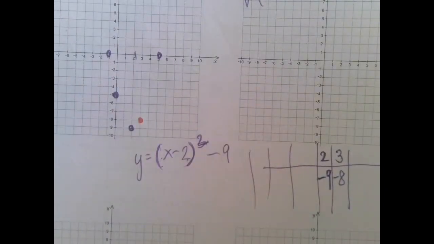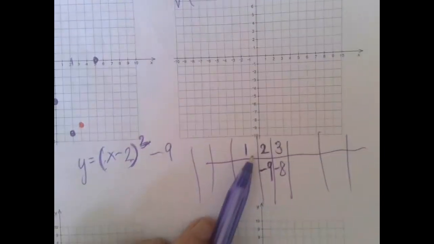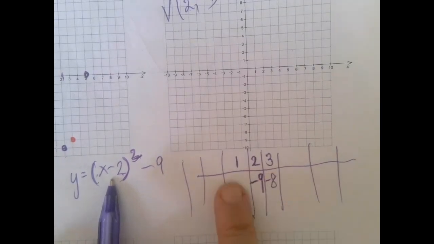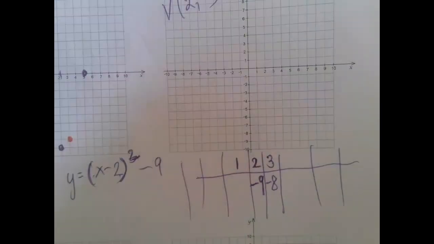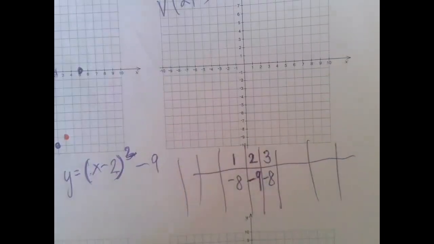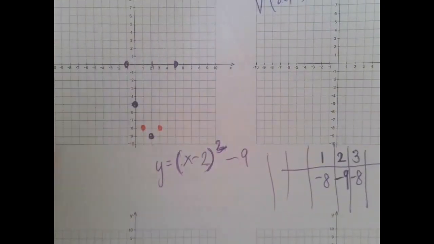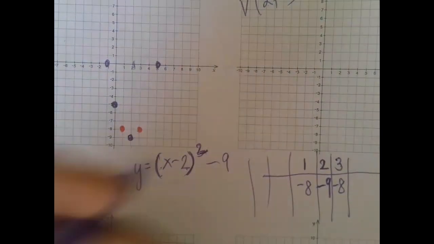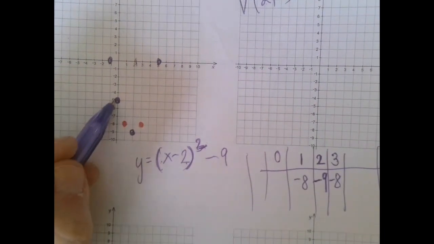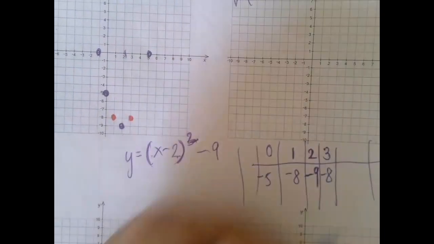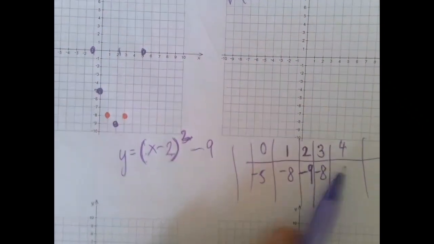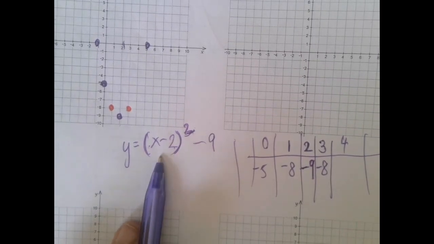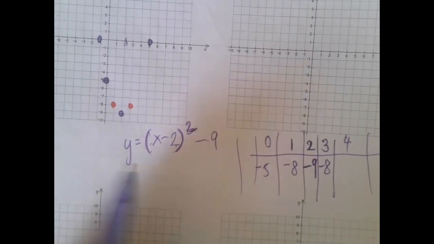Now, what happens if we put 1 into this formula? 1 minus 2 is negative 1. We had 3 minus 2, that was plus 1. 1 minus 2 is negative 1. We square it, plus 1, minus 9 is negative 8. So we get the same value on the left of the vertex as on the right of the vertex. Let's see again. If we go 1 to the left, that's 0, and for 0 we already know the answer is negative 5. What if we go 1 unit the other way around? 4. Well, 4 minus 2 is 2, and 2 squared is 4, and 4 minus 9 is negative 5.